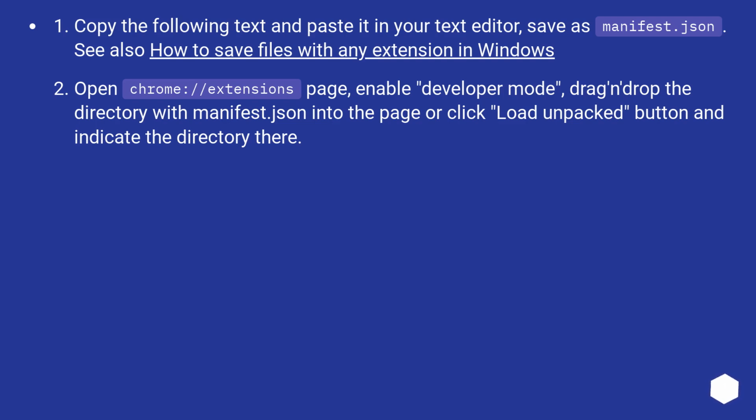Copy the following text and paste it in your text editor, save as manifest.json. See also how to save files with any extension in Windows. Open the chrome://extensions page, enable developer mode, drag and drop the directory with manifest.json into the page or click the Load Unpacked button and indicate the directory there.